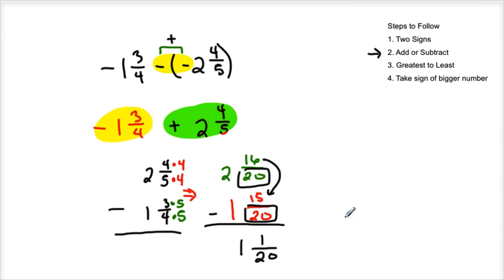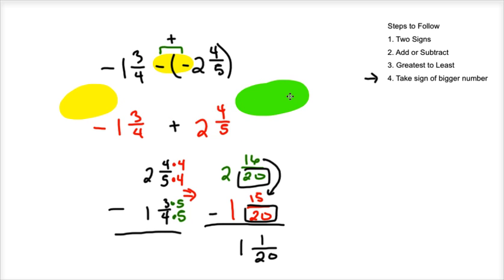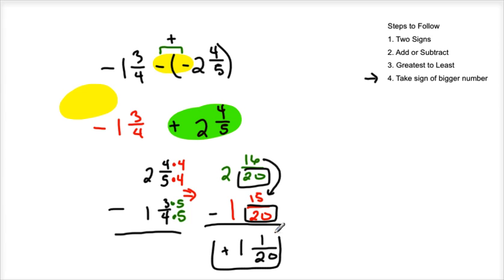So 1 and 1/20. And again, my final question to myself is, is this a positive 1 and 1/20 or a negative 1 and 1/20? Well, 1 3/4, 2 4/5. Who's the bigger number? Well, 2 is definitely bigger than 1, so 2 4/5 is bigger. The bigger number has a positive sign, so my answer is going to be positive 1 and 1/20.